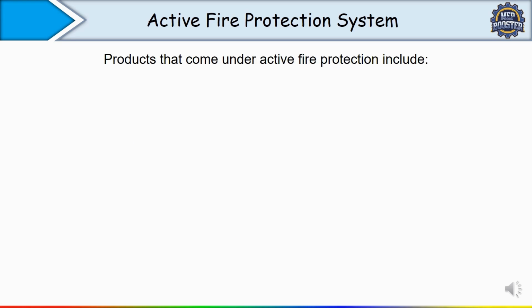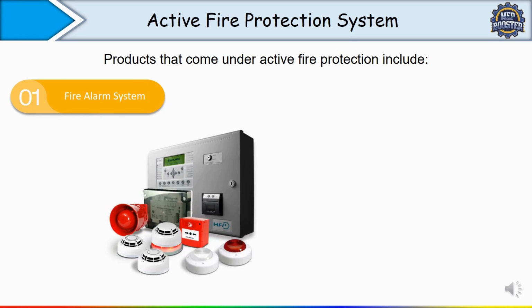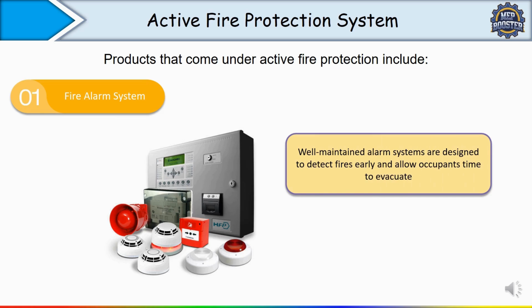Now see the products that come under active fire protection. Means you can say the components of active fire protection system include, first, the fire alarm system. As you know, the main purpose of fire alarm system is to detect the presence of fire through smoke, heat or flame detectors and alert people or occupants via alarm and notification. Okay, so this is the main purpose of fire alarm system.